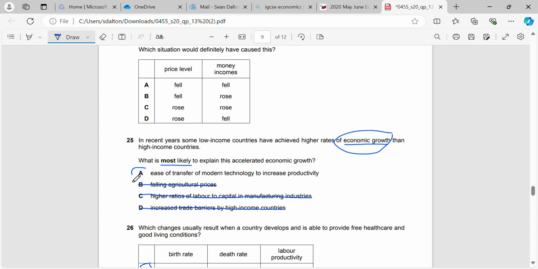But if it's easier for low-income countries to transfer modern technology to increase their productivity, they will be able to make more goods and services, which would explain why modern technology can help them to grow quicker than a developed economy could.